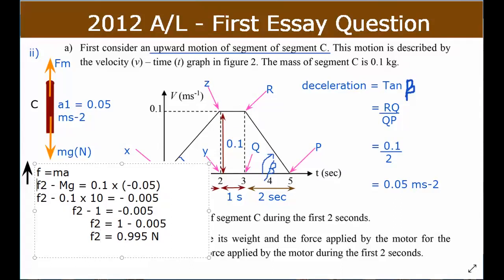Please complete this. So we have found the force given by the motor as 0.995 Newton during the last 2 seconds by applying F equals MA vertically upward. Who got this answer? Raise your hand up if you have obtained this answer. Very good. Excellent. If you have any doubt or any difficult point, send a message to the Zoom chat.